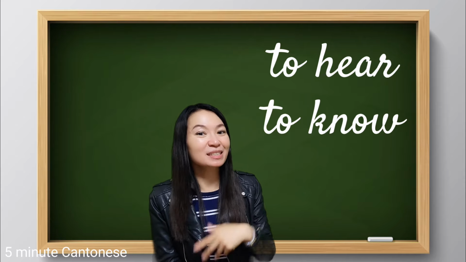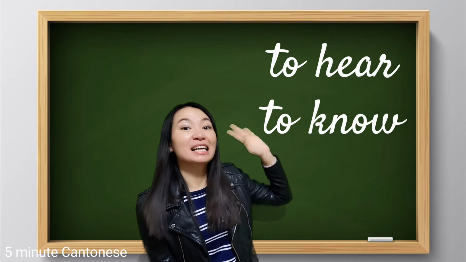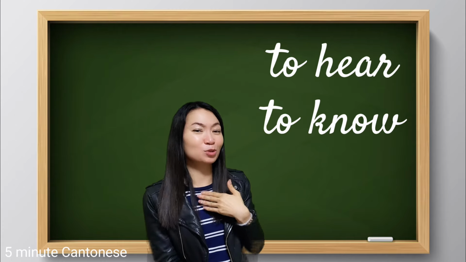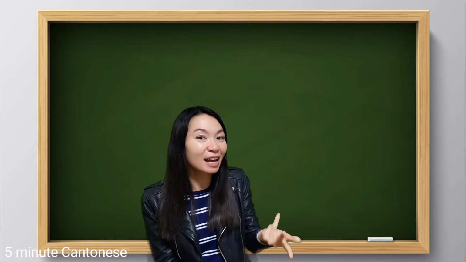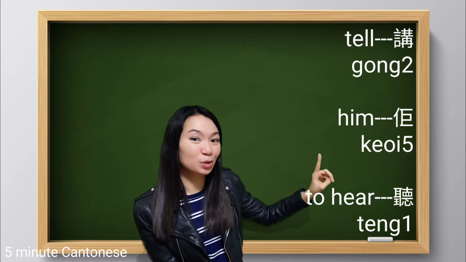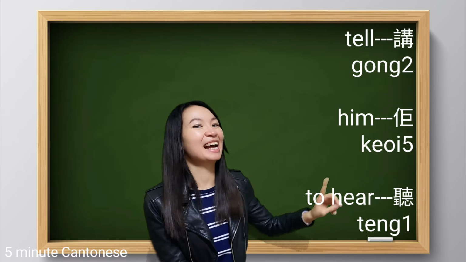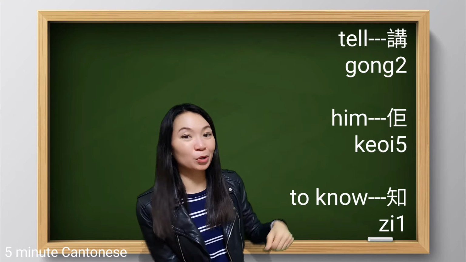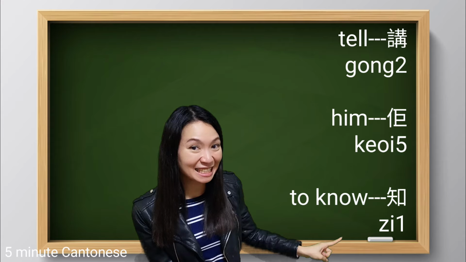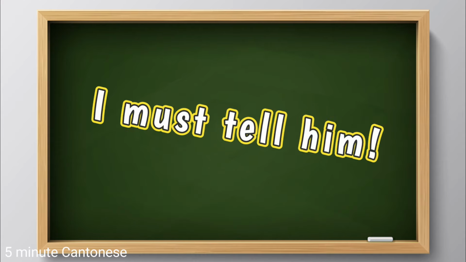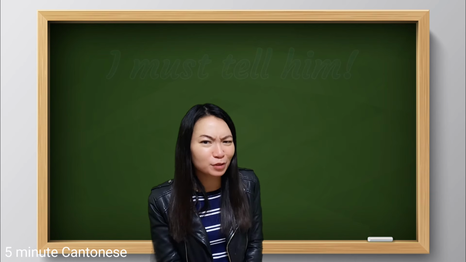Or you can use this expression as well. Tell him to hear, or tell him to know. Something like let him know. How to say? 講 and then him, 佢, to hear, 聽, 講佢聽. Or 講 佢 to know, 知, 講佢知.